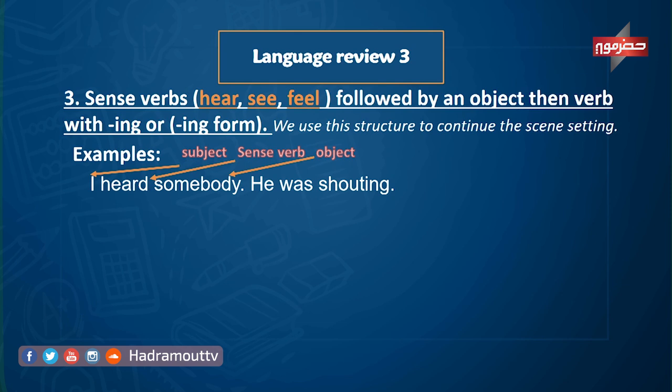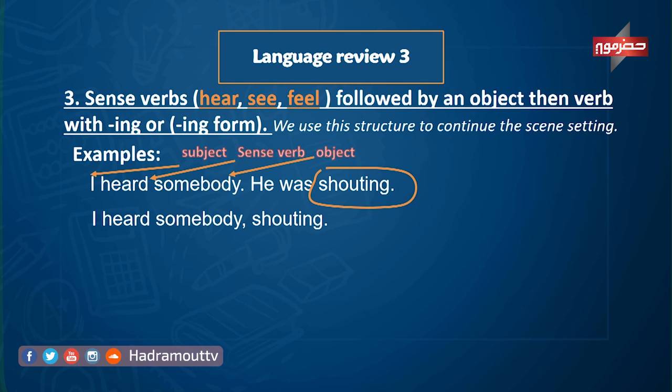Can we write it like this, he was shouting? No, because the rule says a sense verb must be followed directly by the verb with ing. So it should be this. Look at shouting here. This must be kept, and he was must be deleted. Okay, so the answer will be like this: I heard somebody shouting. That's because the verb here, heard, is a sense verb, and it should be followed by an object, then the verb with ing. Let me give you more examples about sense verbs.